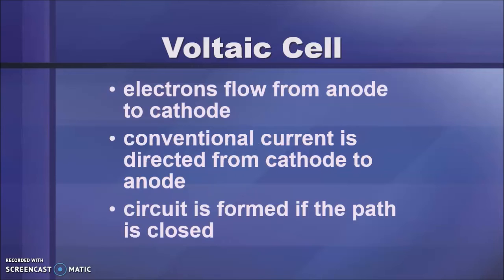The electrons flow from the anode to the cathode, and conventional current is directed from cathode to anode, and the circuit is formed if the path is closed. So it's really important to understand that the circuit is formed if the path is closed. As this circuit going from anode to cathode is going back and forth, it actually helps conduct that current through.